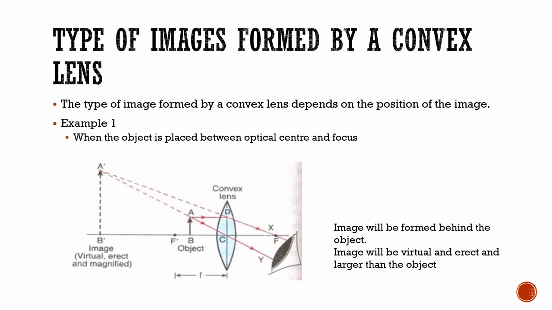Here, we have given some examples of how the image will be formed through a convex lens. The type of image formed by a convex lens depends on the position of the object. As you can see in this first example, the object is placed between the center and the focal point of the convex lens. And you can see the image will be formed on the same side, but it's a virtual image and it's upright and it is magnified.